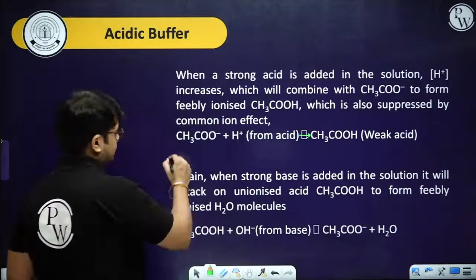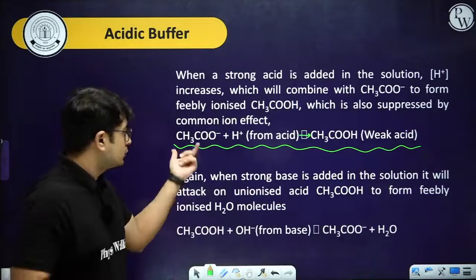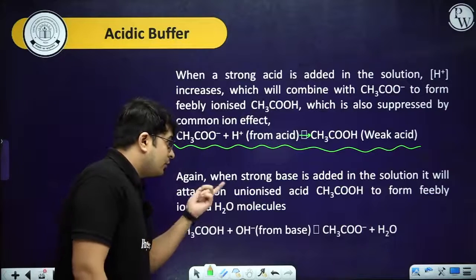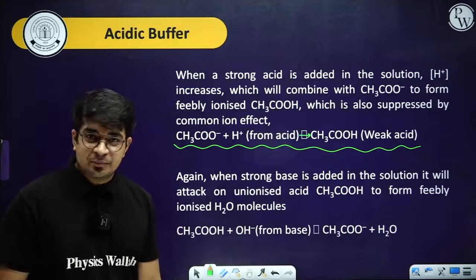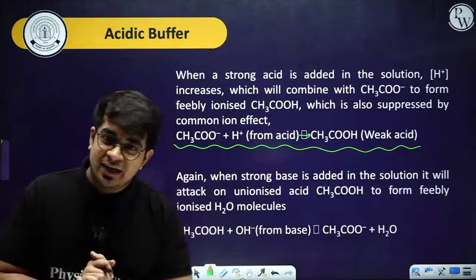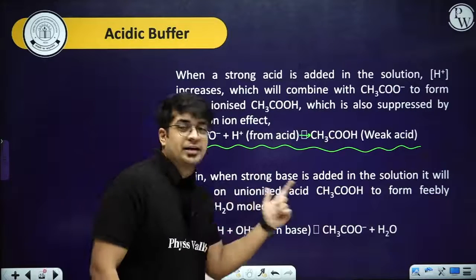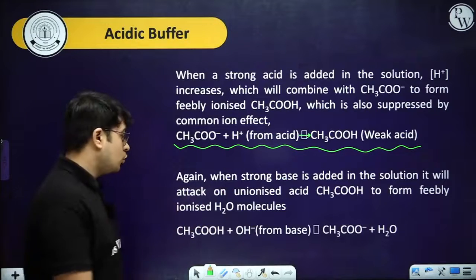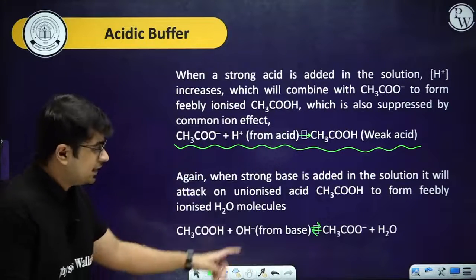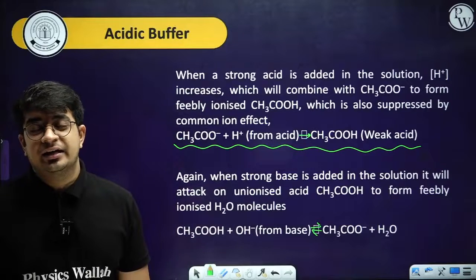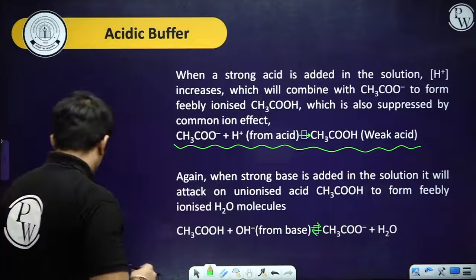Again, this is the first case, which proves that if I am adding acid, it's going to be compensated very easily because of the presence of CH3COO negative. Next part, again when a strong base is added, so CH3COOH is present. Again, if you are adding base, it means this is an acid, na? So this acid is going to react with that particular base to form salt again. So what happens when a strong base is added in the solution? It will attack the unionized acid to form feebly ionized H2O molecules, just like this reaction. So this is going to form CH3COO negative again as well as H2O. It means if you are adding OH negative, it's also compensated in the solution, which shows that it's going to resist its pH change. Okay, it's going to resist its pH change.